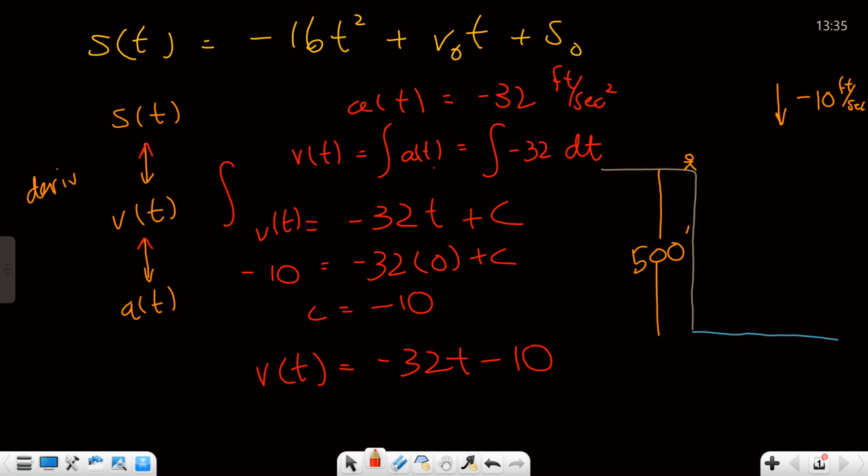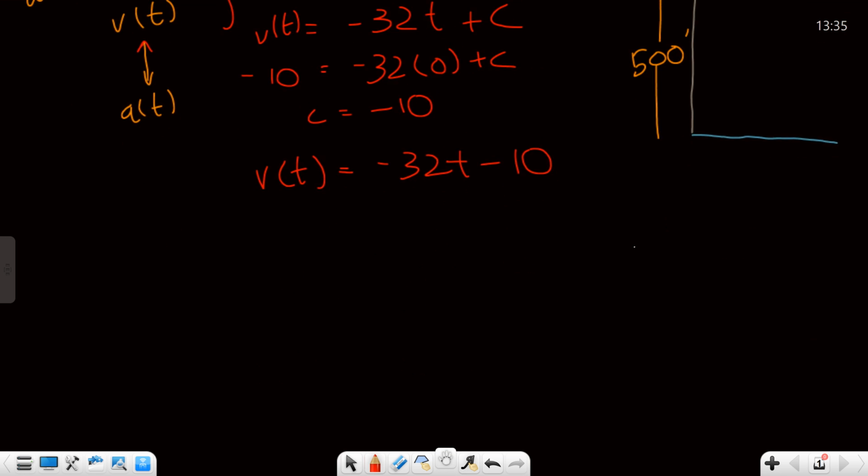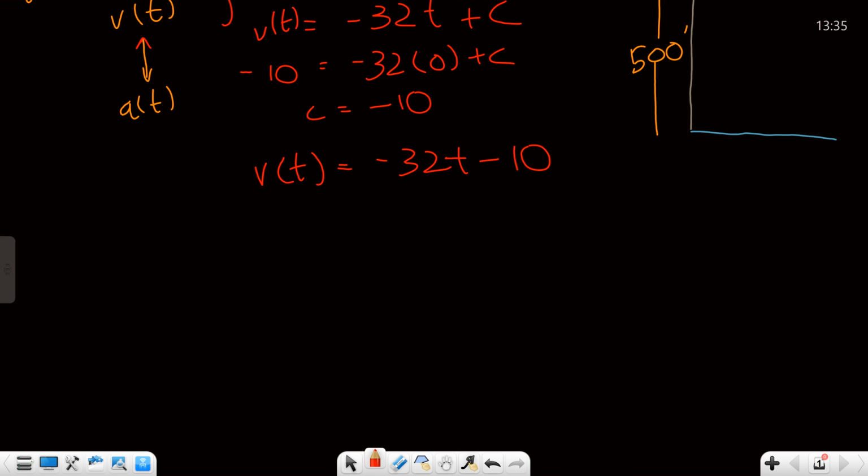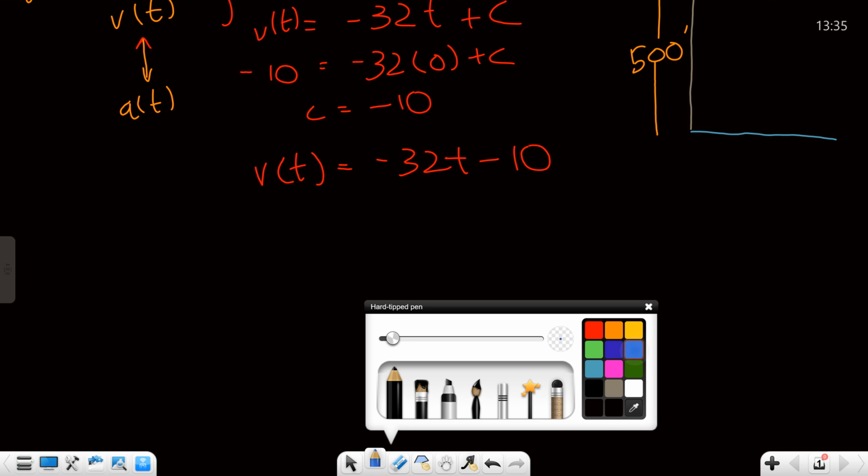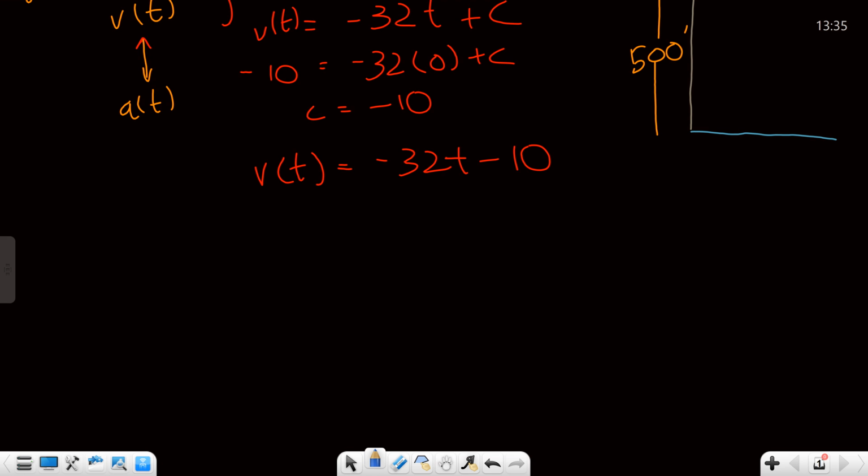How are we doing so far? Use the robot hand, slide this up, change colors. Let's go with blue. Now, if I want the position function, I can take the integral of the velocity function, which in this case would be the integral of negative 32t minus 10, and don't forget that pesky little dt at the back.